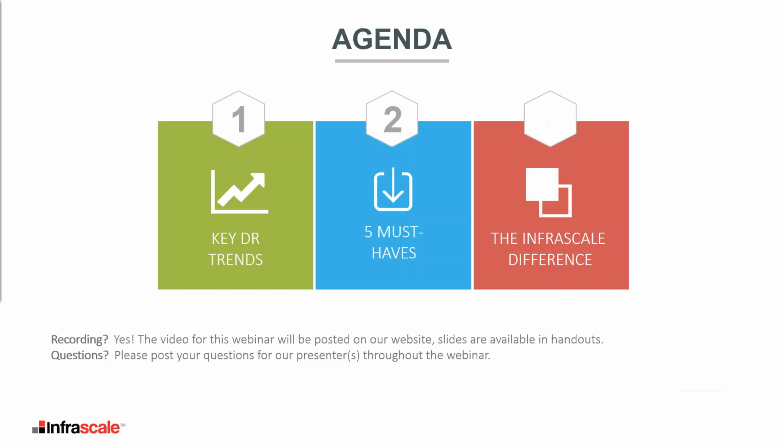So with that, let's take a quick look at the agenda. First, we're going to talk about some key trends in disaster recovery. Then we'll talk about the 5 must-haves, as the title of the webinar suggests. And then we're going to look at the Infrascale difference. And by that, I just mean who is Infrascale, what's our mission, what we can do for you, how we can help you grow your business, how we can help you make money selling disaster recovery, grow your margins with recurring revenues, and a couple of answers to frequently asked questions.